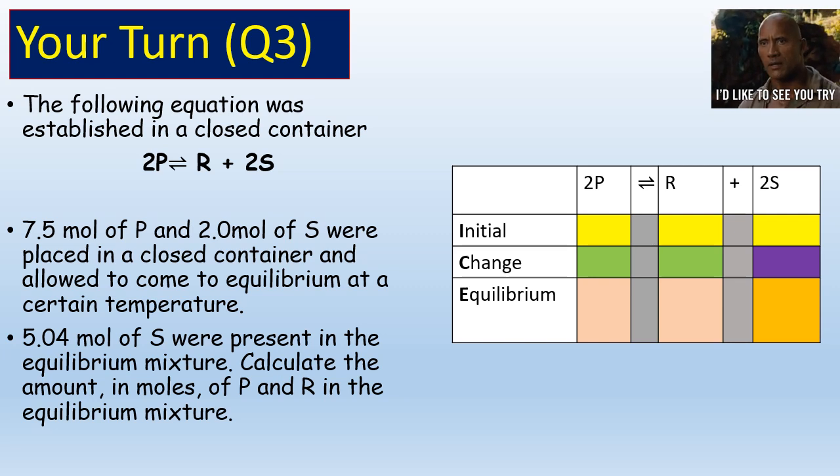2P forward-backward R plus 2S. 7.5 moles of P and 2 moles of S were placed in a closed container and allowed to come to equilibrium at a certain temperature. Now we keep talking about a certain temperature, that's because Kc values are only valid for a particular temperature, and we've got a closed container because that is the condition required for dynamic equilibrium. Anyway, 5.04 moles of S were present in the equilibrium mixture. Calculate the amount in moles of P and R in the equilibrium mixture. Pause the video, have a go by yourself, then I'll go through it when you're ready.